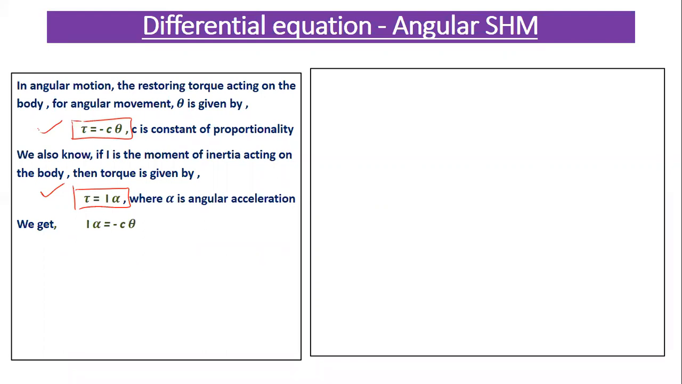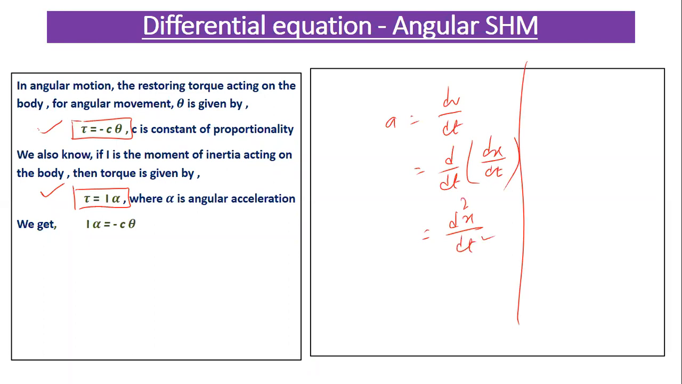Now, alpha is what? Acceleration. You know that linear acceleration is dv by dt, then d by dt as it is, and instead of v we can write dx by dt. So acceleration we get as d square x by dt square. In similar manner, you know that alpha is equal to d omega by dt, then d by dt as it is, and omega is d theta by dt. Now what we get? d square theta by dt square as alpha.